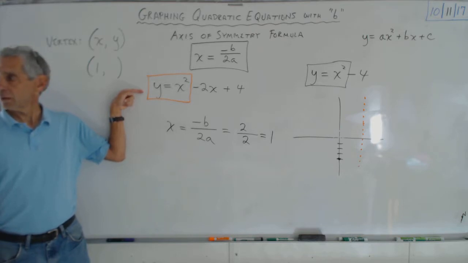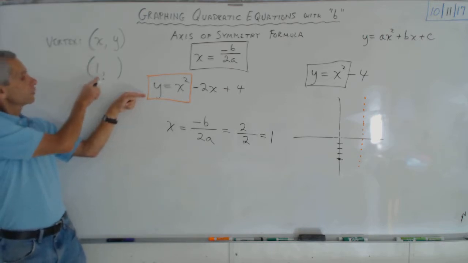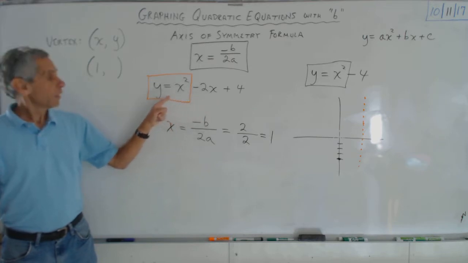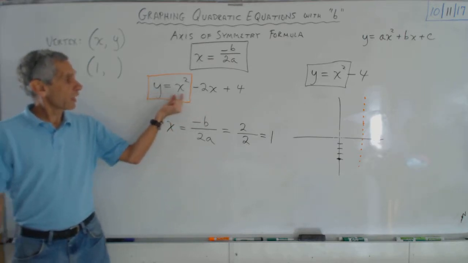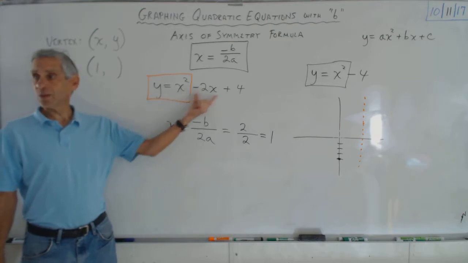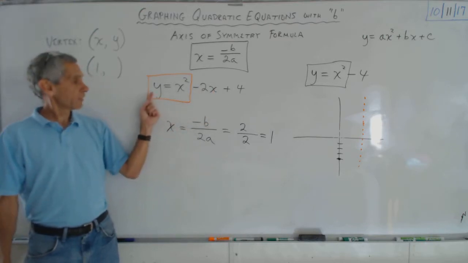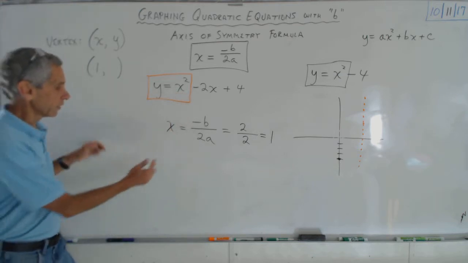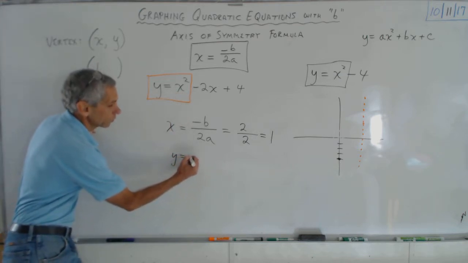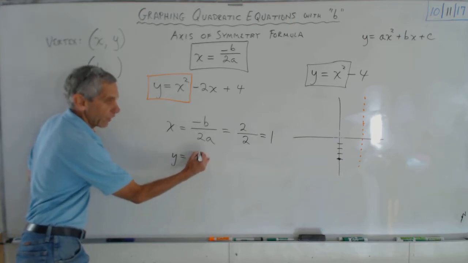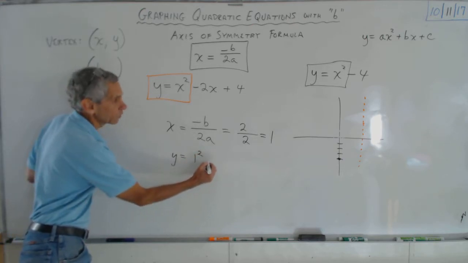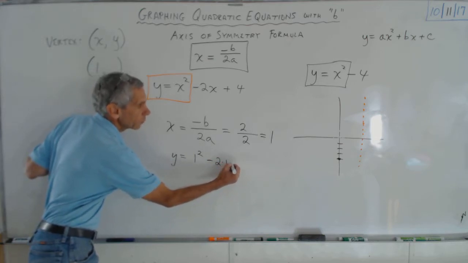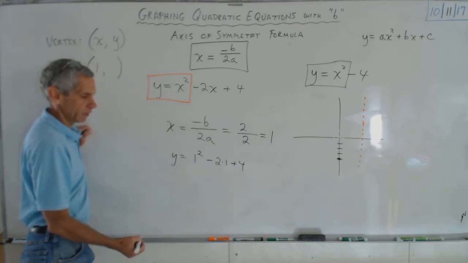Wait. I know what my x is, right? It's 1. And here's the equation I'm trying to graph. So I'm going to just plug that 1 into this equation, right? Because that says y equals. I want to know what y equals when x is 1. So let's plug it in. So here we go. Y is equal to, and I recommend you write it all out. Don't do anything in your head. Do 1 squared minus 2 times 1 plus 4. You guys see how I did that?